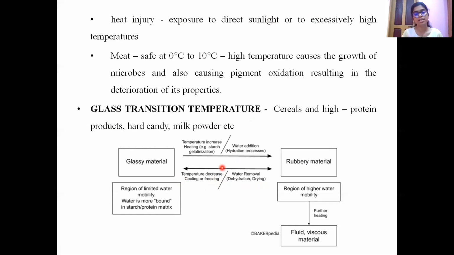How does this process affect the quality of food? When the product is converted from a glassy material to a rubbery material, water is added. When water is added, the water activity automatically increases, thus reducing shelf life and leading to microbial growth. When it is converted from a rubbery to a glassy material, the temperature decreases, and cooling or freezing methods are used. This cooling or freezing may produce uneven sized or large sized crystals in the product, leading to textural loss. So let us see in the next slide how crystallization affects the quality of a product.